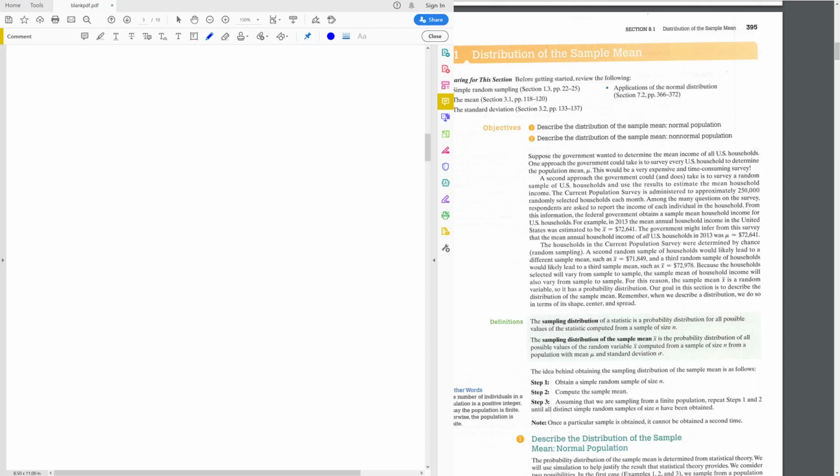All right, so we're going to jump into Chapter 8, and only 2 sections in Chapter 8, but just like Chapter 7, small chapter, but very important stuff, very important concepts. So 8.1, we're going to be talking about the sample mean distribution.